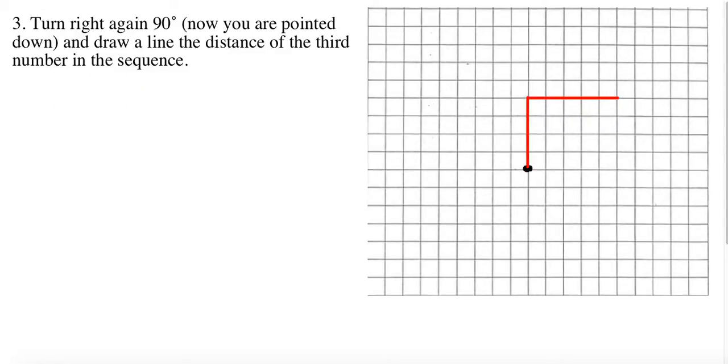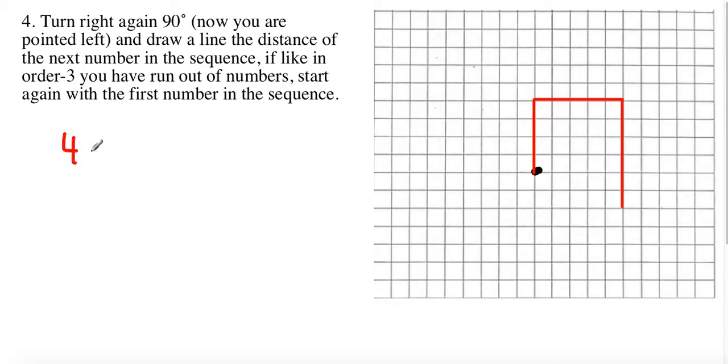From there, we're going to use our third number in the sequence. Remember, we have a 4, 5, 6 sequence. So that'll be 6. We're going to turn right 90 degrees again. And we're going to go down 6 units. 1, 2, 3, 4, 5, and 6.